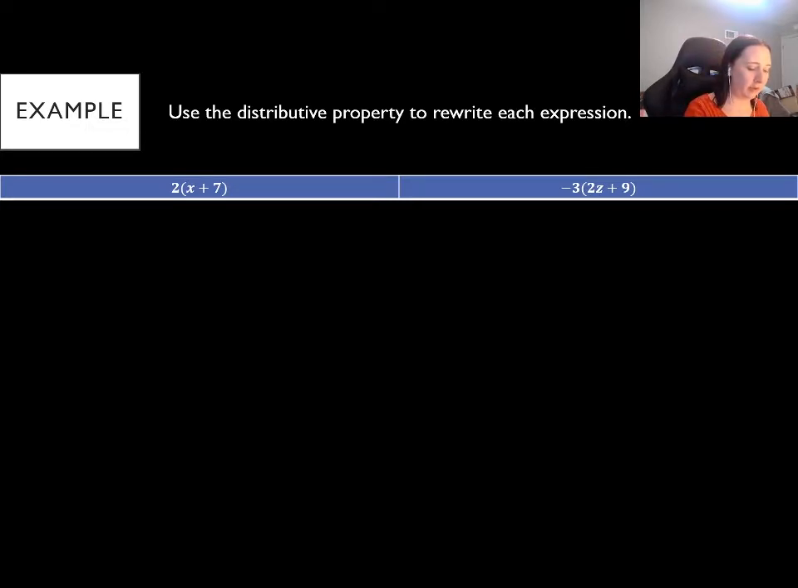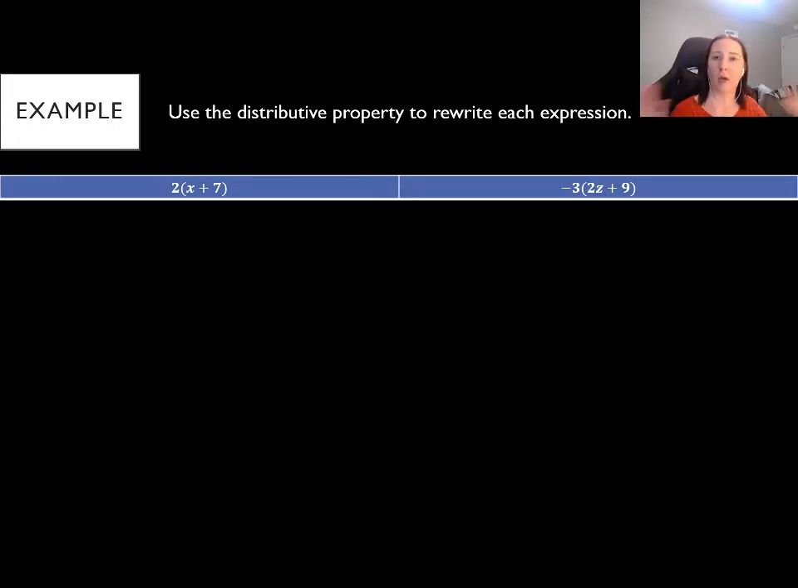I'm going to start with the example on the left. The directions say to use the distributive property to rewrite each expression. So we have a number times parentheses, and we're going to rewrite it so that we don't have anything in parentheses at all. We're going to take the outside and multiply it by the inside. I've got 2 on the outside and then parentheses x plus 7.